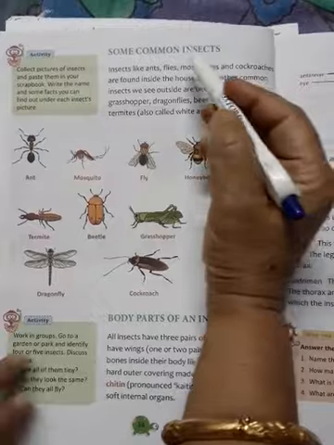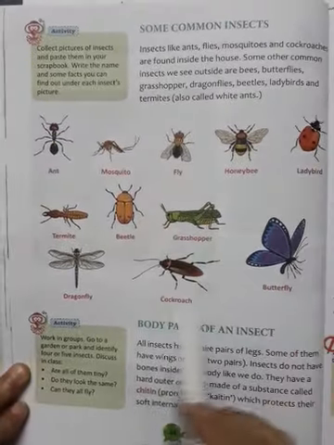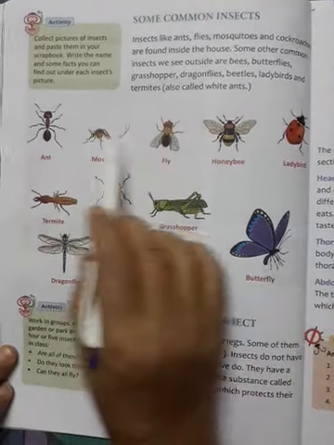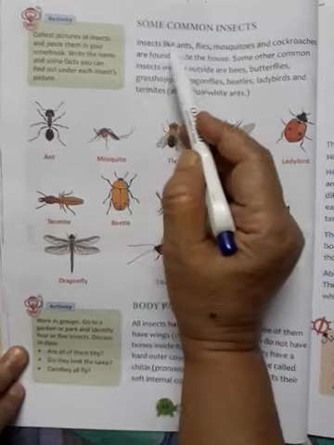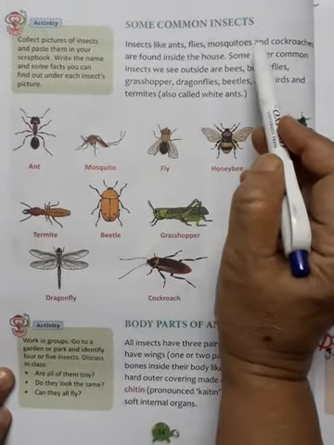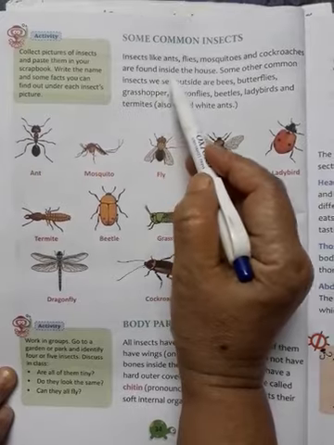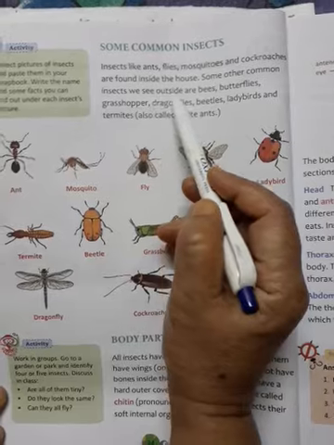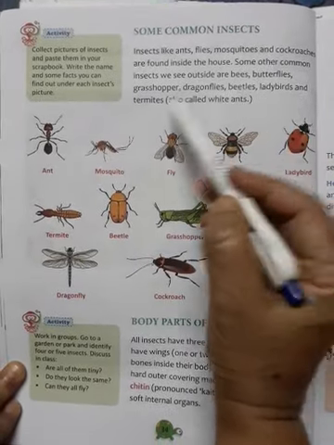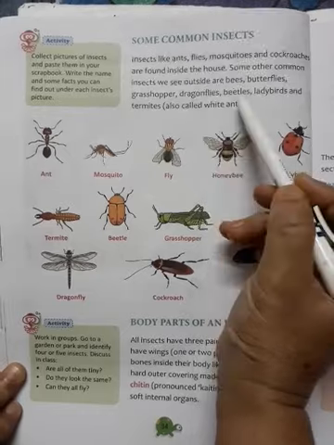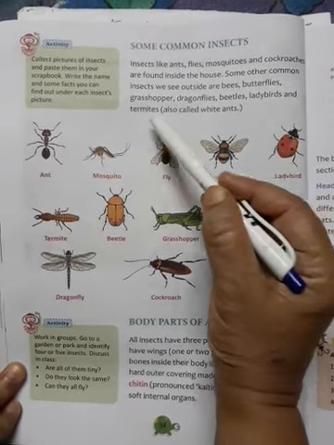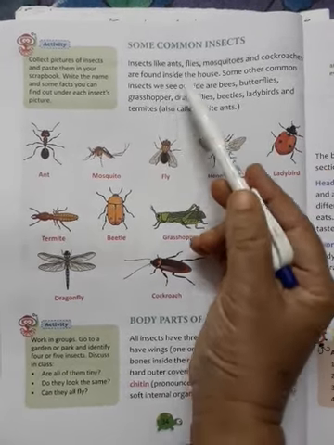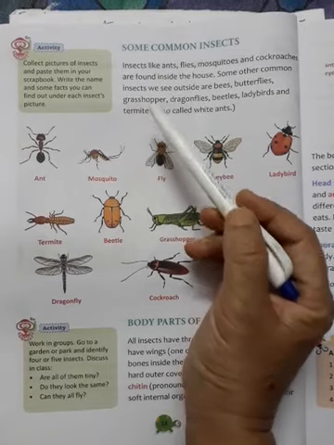Now, let us go on to some common insects. A lot of pictures of common insects are given here. We are going to get ourselves acquainted with all these. Insects like ants, flies, mosquitoes, and cockroaches are found inside the house. Some other common insects we see outside are bees, butterflies, grasshoppers, dragonflies, beetles, ladybirds, and termites, which are also known as the white ants. So, here they have divided the insects into two main divisions.